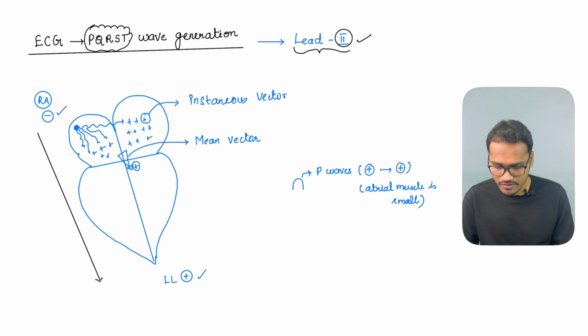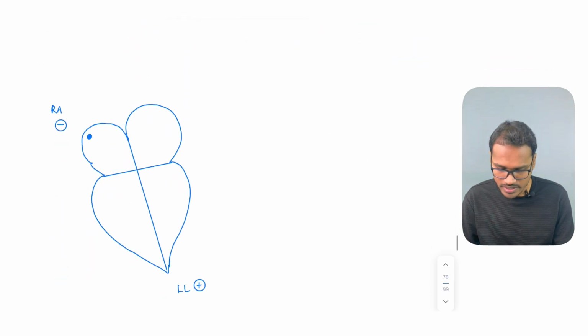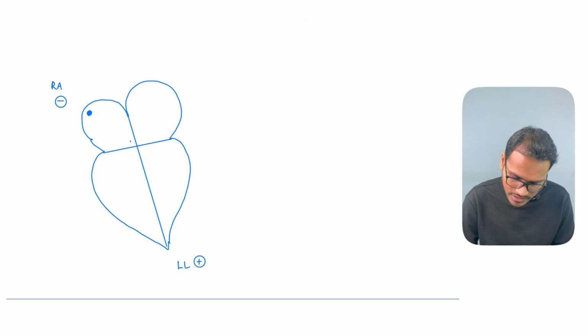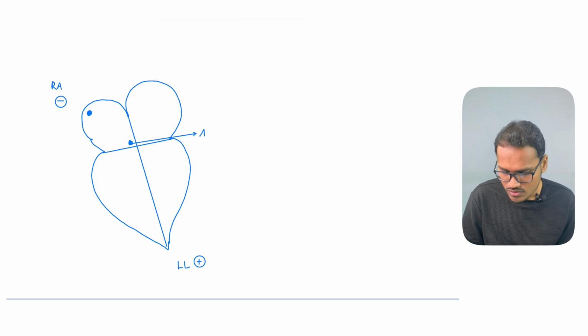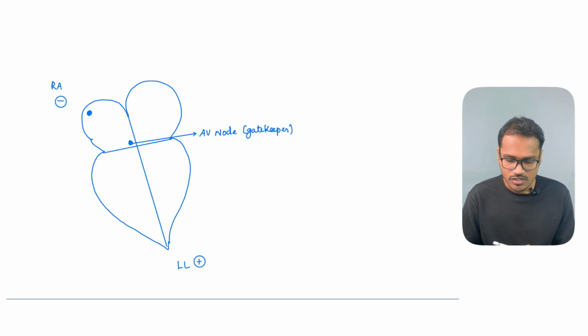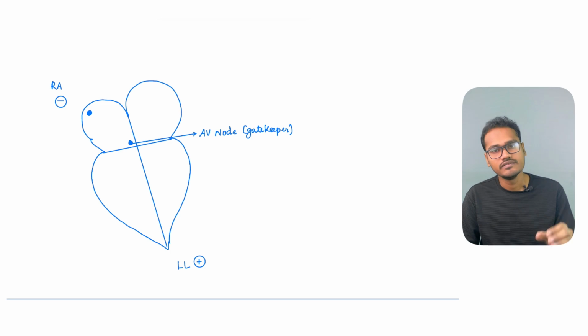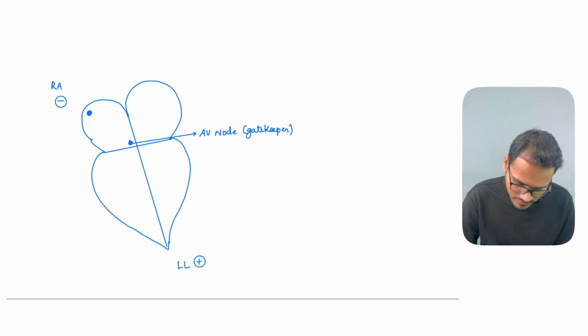Now after the P wave, what will happen? With the P wave, all the atria is fired, and after that the impulse cannot directly enter the ventricle. It has to go through a node that is called the AV node. We have also known that this AV node is acting like a gatekeeper. So whatever impulse is generated from the SA node will charge the atria, but then it has to first go through the AV node and then the ventricle.